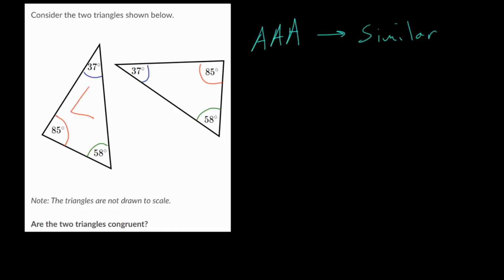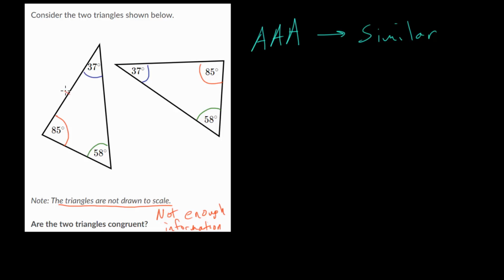Like I mentioned, these two triangles could be congruent. They do look like they're congruent, but we can't assume that the triangles are drawn perfectly. And therefore, when we solve a problem like this, we really just have to conclude that we don't have enough information. Maybe it is, and maybe it isn't. We need more information about the side lengths.